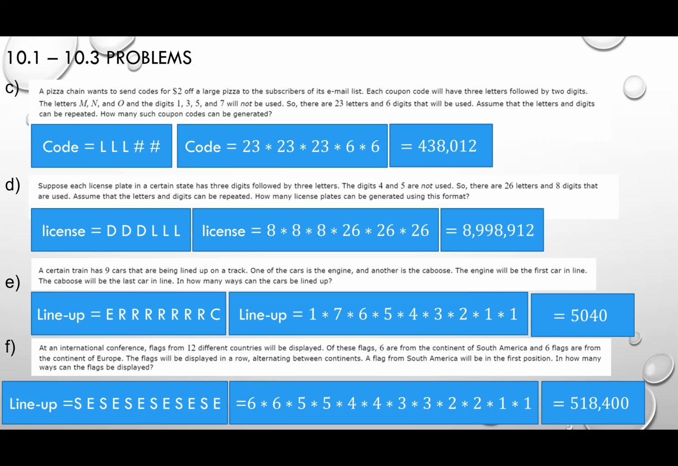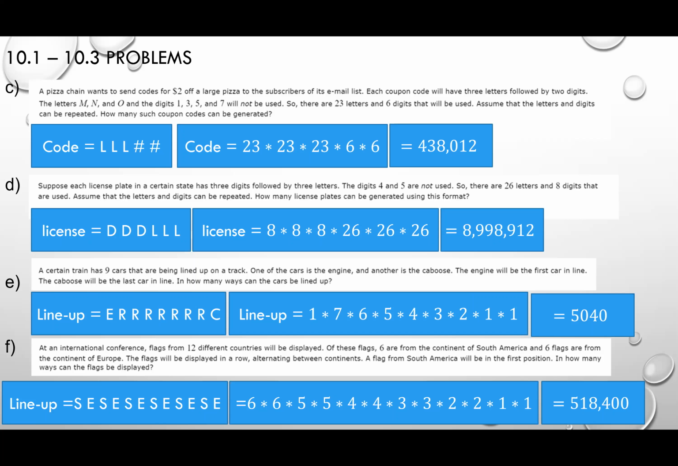And like I mentioned, the multiplication is easy. Your calculator can help you. 6 times 6 times 5 times 5 times 4 times 4 times 3 times 3 times 2 times 2 will give you 518,400 different ways that you can arrange this alternation of flags. Okay.